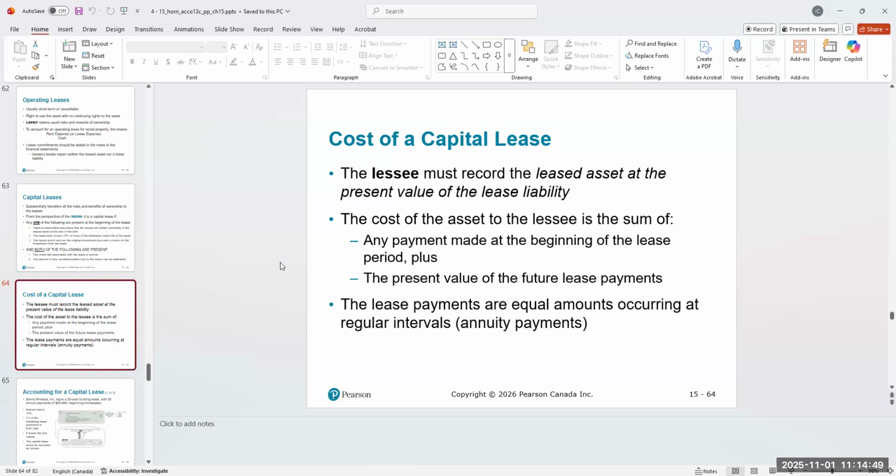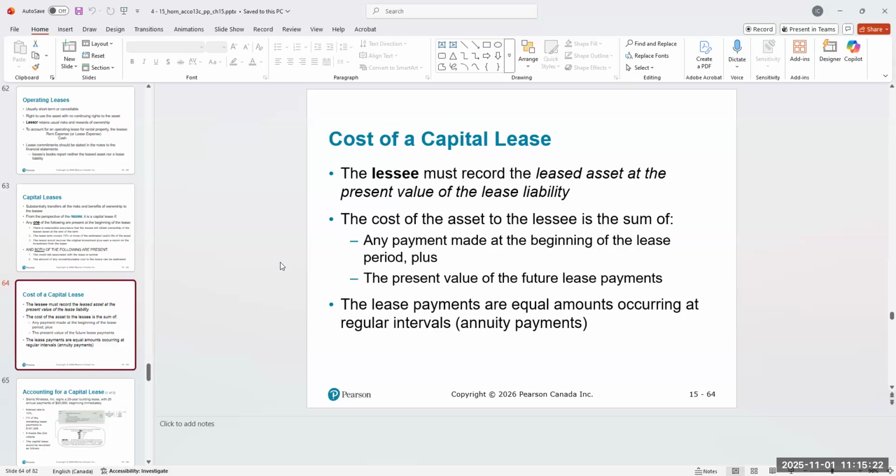Basically, the lease cost of the asset is the sum of any payments made at the beginning of the lease period. The interesting thing with the lease, compared to the mortgage and the bonds, is that the payments on the contract are paid at the beginning, not at the end of the period. Same thing as the rent of an apartment. The rent is paid at the beginning of the month, not at the end of the month.